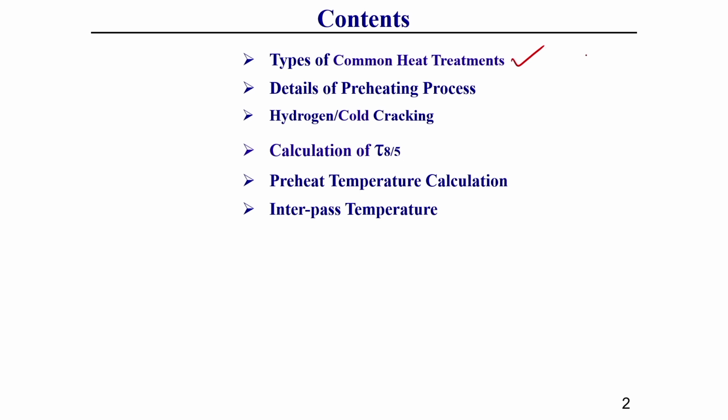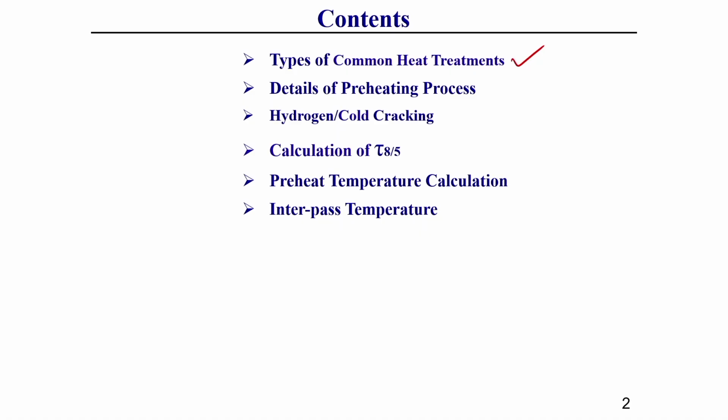Here I will discuss the common heat treatment processes we generally use in welding, like preheating, interpass temperature control and post weld heat treatment process. Those details I will discuss one by one in this lecture. So, first of all the types of heat treatment process, then I will discuss the preheating process in detail.